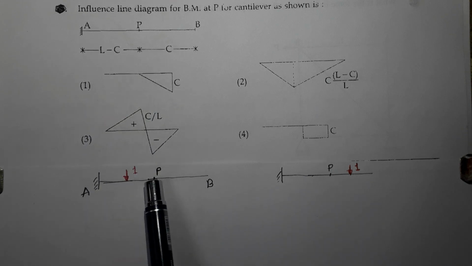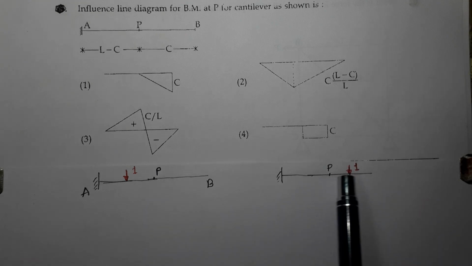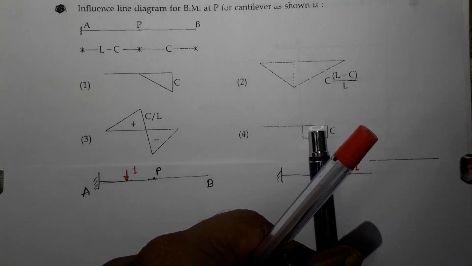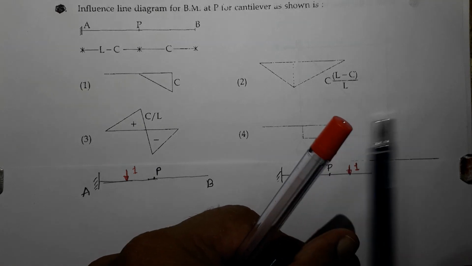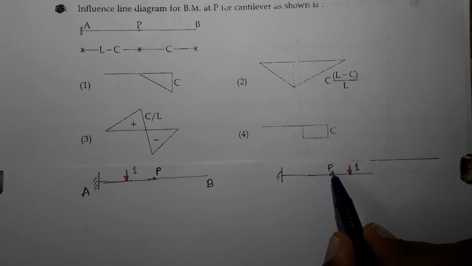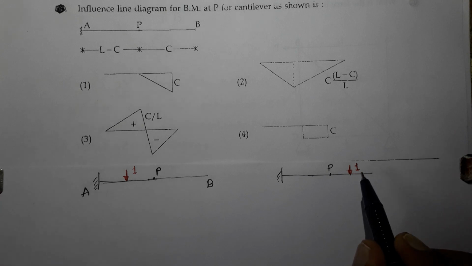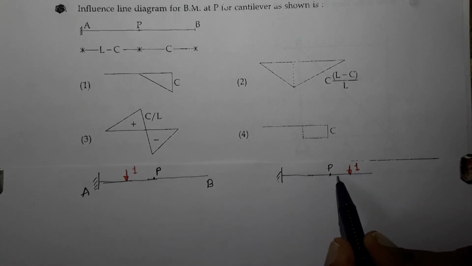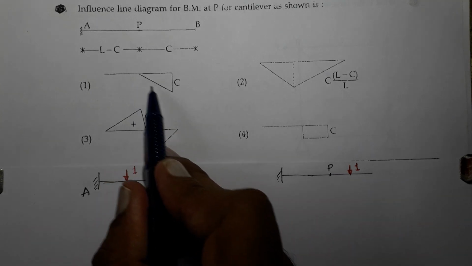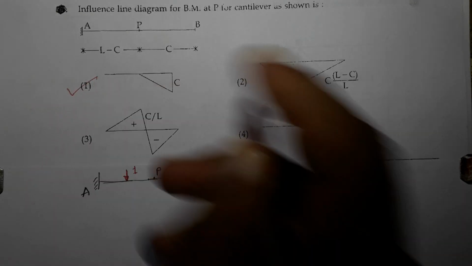Whereas thereafter, when the load moves to the right part, as it is moving away from P, its moment about P will go on increasing, as the distance of the unit load from position P is increasing. So only when the load is to the right of P, the moment will be produced at P, and this moment increases with the increase in distance. This can be shown by means of this inclined line, and that is why the correct option is option 1 for this question.